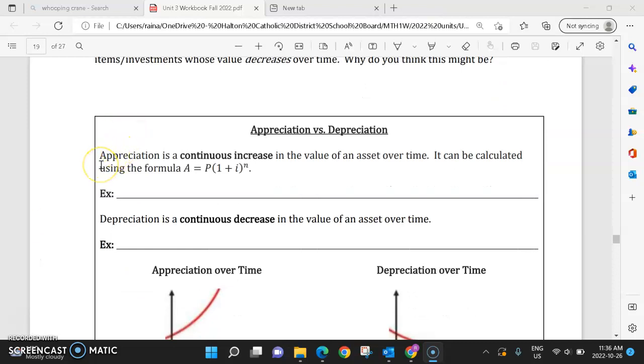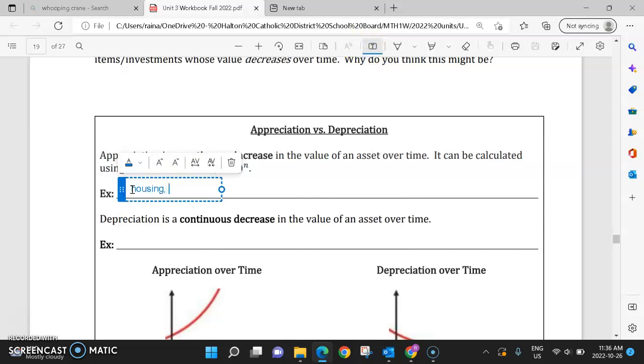Appreciation is a continuous increase in value of an asset over time. How is it calculated? It's calculated using the same compound interest formula where you're adding interest to the original value, okay? Because it's increasing in value over time. Some examples you can include are things like housing, land, any collectible items, antique items, etc. Okay.